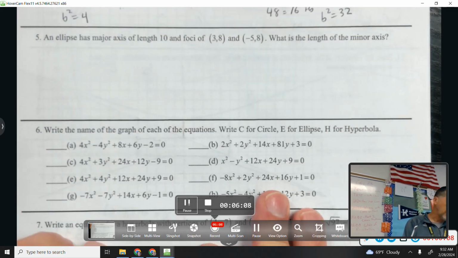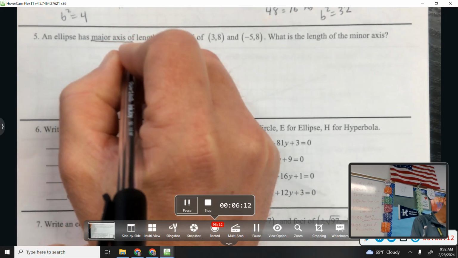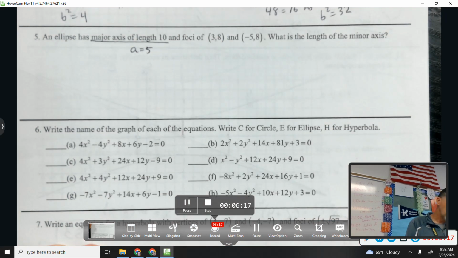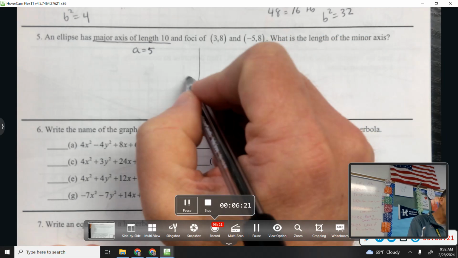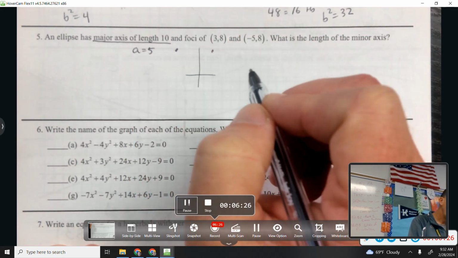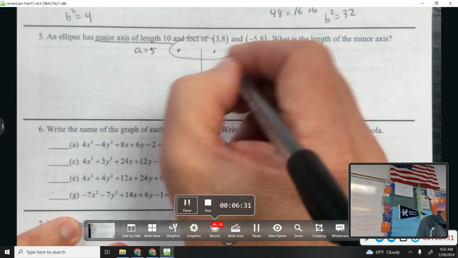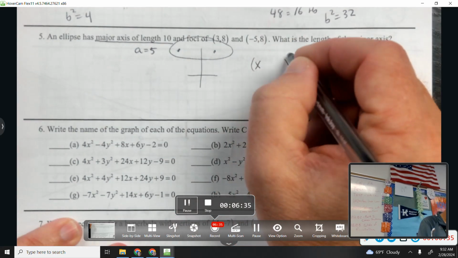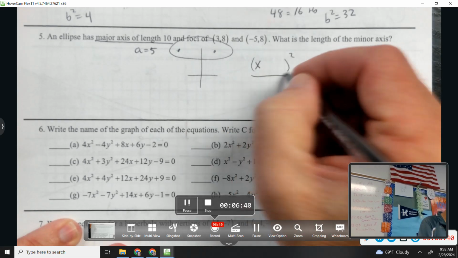Number 5. An ellipse has a major axis of length 10. Major, longest. So a is 5. Foci of (3, 8) and (-5, 8). Again, I don't have to sketch it, but when I sketch it, I can immediately see that this is a left-right ellipse. x always comes first for an ellipse.